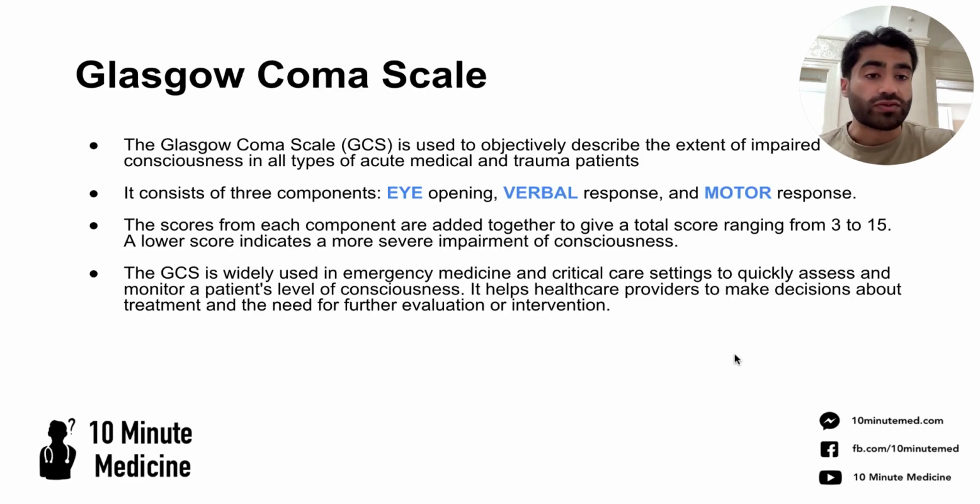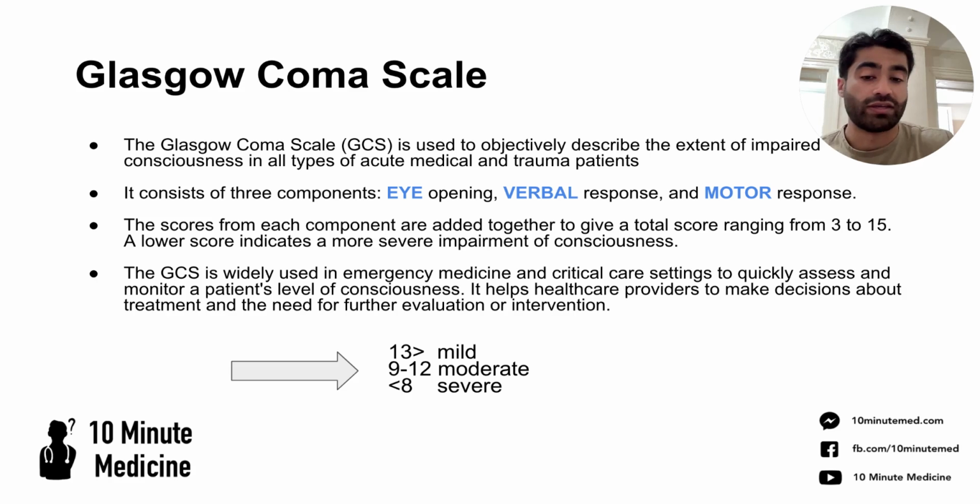So just going through definitions and just recapping things that you should all know. GCS is just used as an objective measure to look at the extent of impaired consciousness, and it can be used across every kind of patient. There's 3 components to it. You've got your eye, verbal, and motor responses. And then the scores will add up together from a minimum of 3 up to 15, and a lower score indicates a more impaired consciousness. So it's widely used in emergency settings. It's a way of quickly assessing someone's conscious levels, and also helps healthcare providers make decisions about treatment and escalation plans.